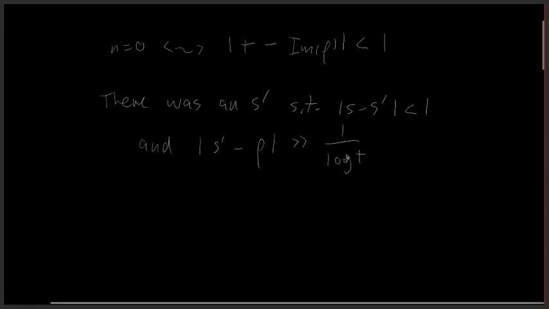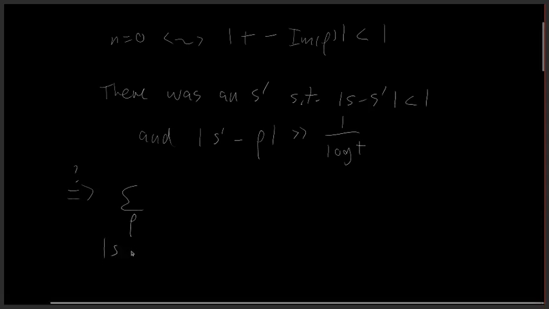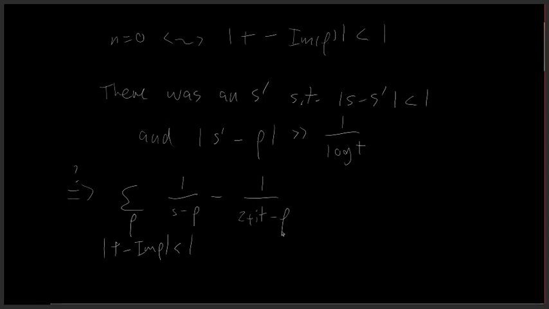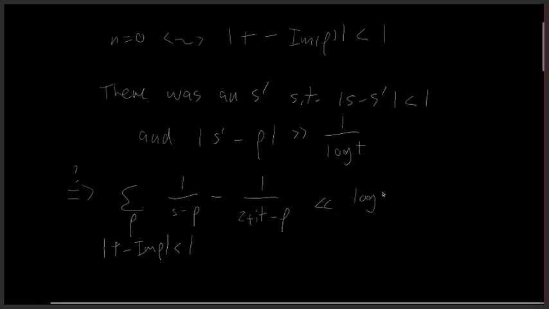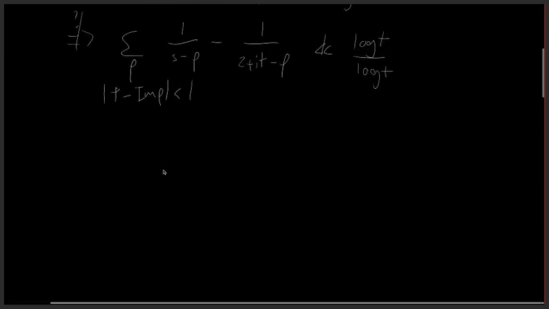And this is correct. But then I went on to say that this implied that the sum over the zeros rho of the Riemann zeta function such that the imaginary part of s minus the imaginary part of rho is less than 1, of 1 over s prime minus rho minus 1 over 2 plus it minus rho, was less than, and I wrote log t over log t, and this is incorrect.